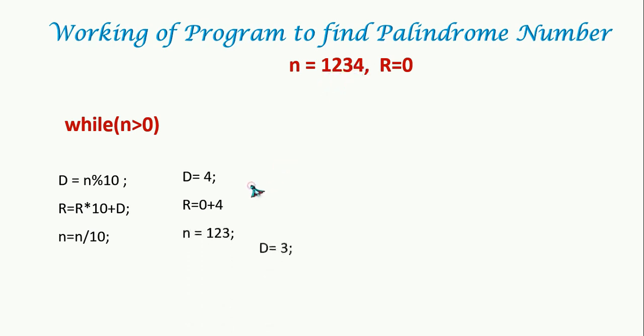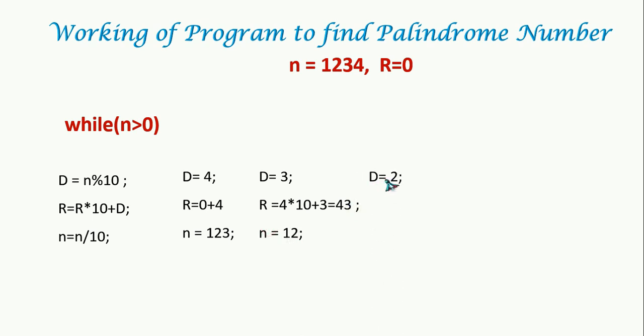The next round d is equal to 3 after getting the remainder. Now r is 4 already here. So what happens? 4 into 10. So the ones place moves to the next higher place, that is tens, by multiplying by 10. So it becomes 40 plus the remainder here, that is d is 3, 43 it becomes, and then again we are going to divide this 123 by 10, and then we will get 12 as the answer.